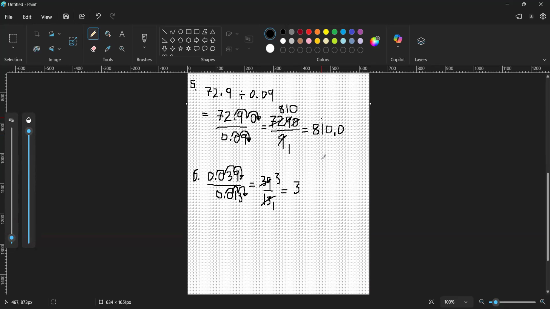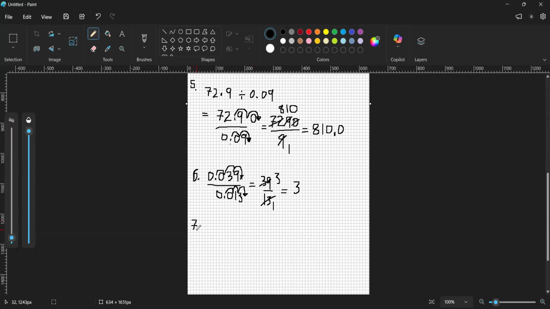Do you have any questions? Can I please see another example of question 6? For multiplication or for division? Division, the same as number 6, when it's the same amount of decimal jumps. Oh, okay.